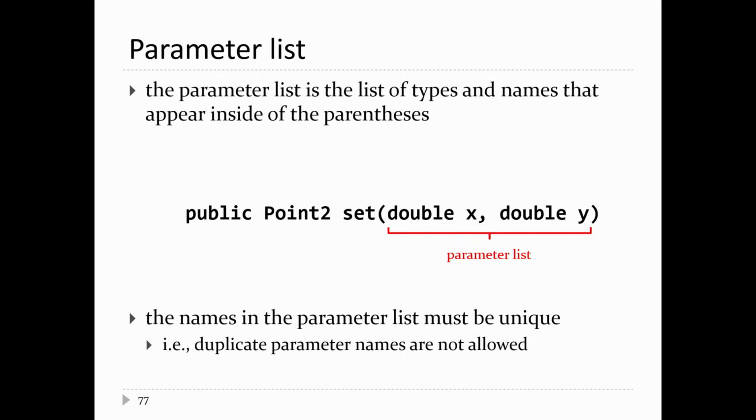The parameter list is a list of types and names separated by commas. The names inside the parameter list must be unique. So I can't write double x, double x, that doesn't make sense. You can have another method that writes double x, double y, that's fine. But inside this method, in its parameter list, the names must be unique.